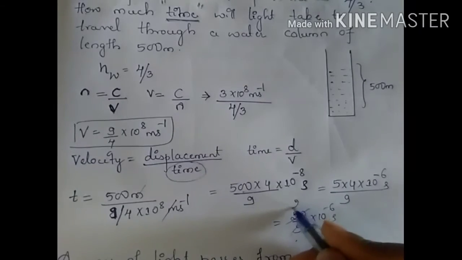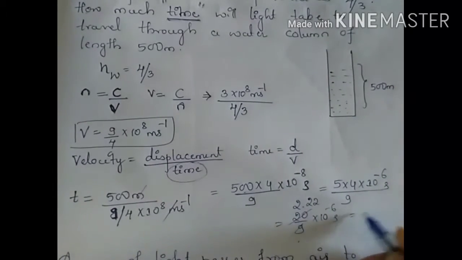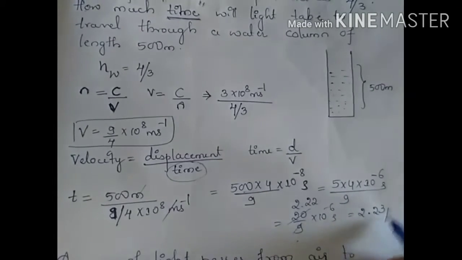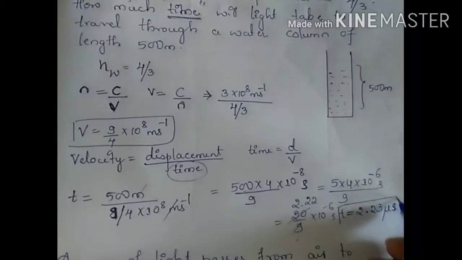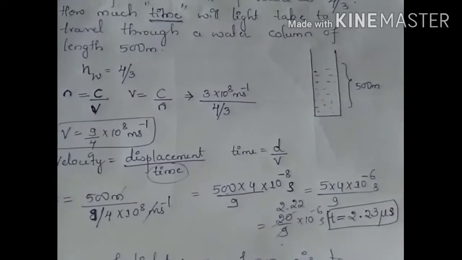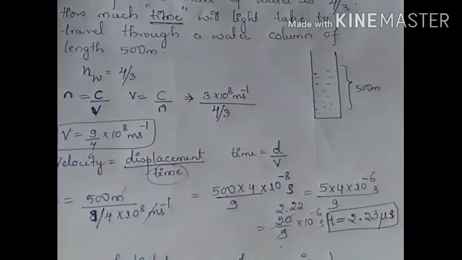9 twos are 18, 2 left. So the answer is 2.23 microseconds. So this much time the light takes to travel in a water column of length 500 meters.